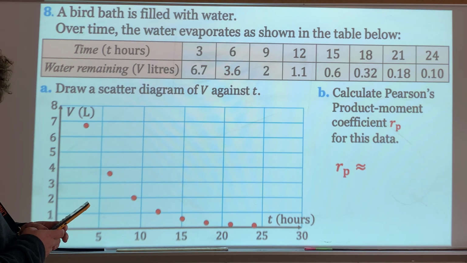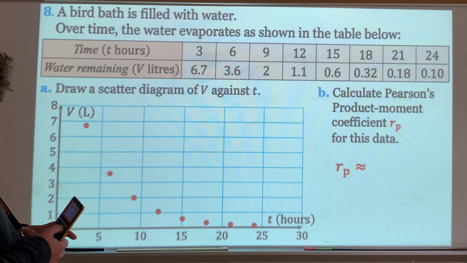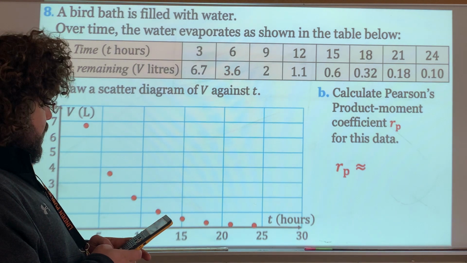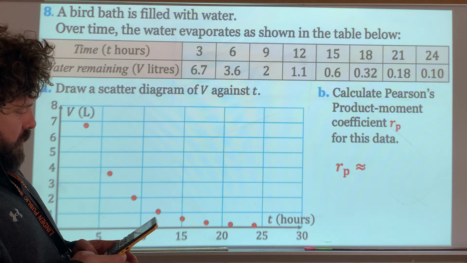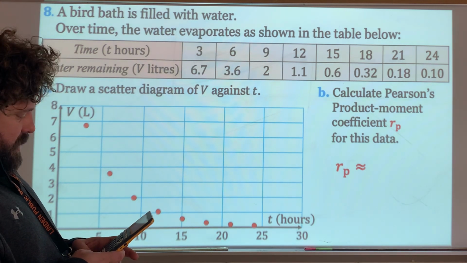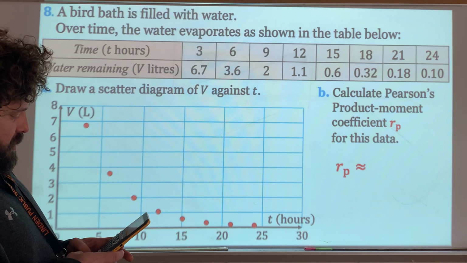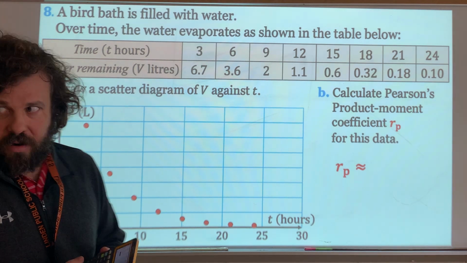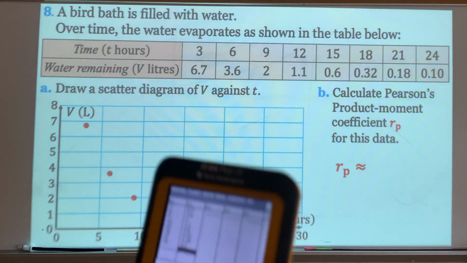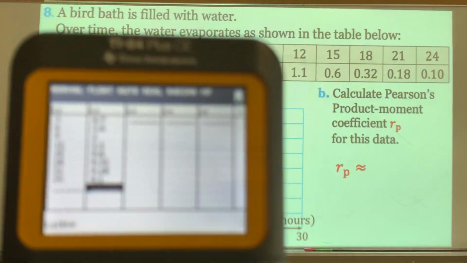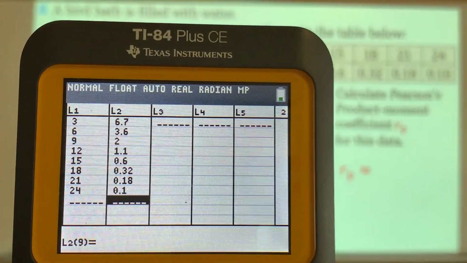3, 6, 9, 12, 15, 18, 21, 24. All right, then we're going to do the next one, which is 6.7, 3.6, 2, 1.1, 0.6, 0.32, 0.18 and 0.10. All right, so you got all the stuff here, everything listed right on the calculator in here.